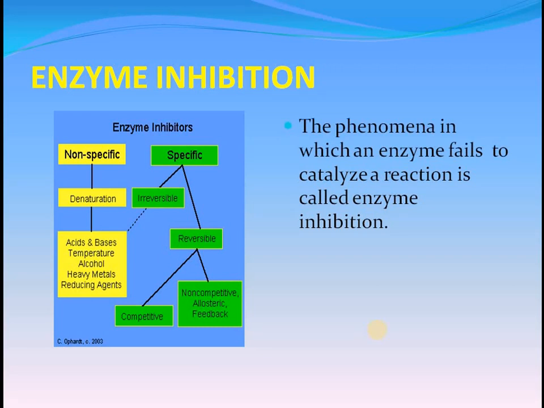Now the next topic is enzyme inhibition. Now what is enzyme inhibition? Before this, we talked about enzyme activity. Now here is inhibition, meaning there is something to inhibit the reaction. The phenomenon in which an enzyme fails to catalyze a reaction is called enzyme inhibition. This is the phenomenon in which enzymes fail to work, fail to produce the product. This is known as enzyme inhibition.